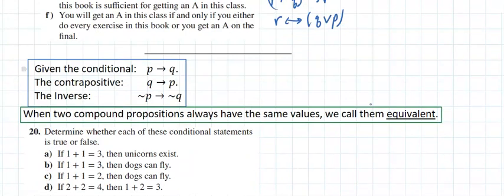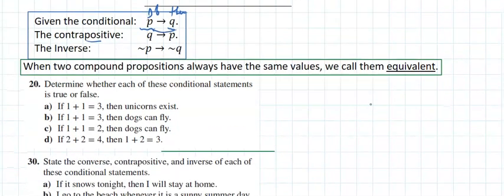So conditional, if P, then Q. Contrapositive, you reverse the order. The inverse, negation of P implies negation of Q. When two compound propositions always have the same value, we say they are equivalent.